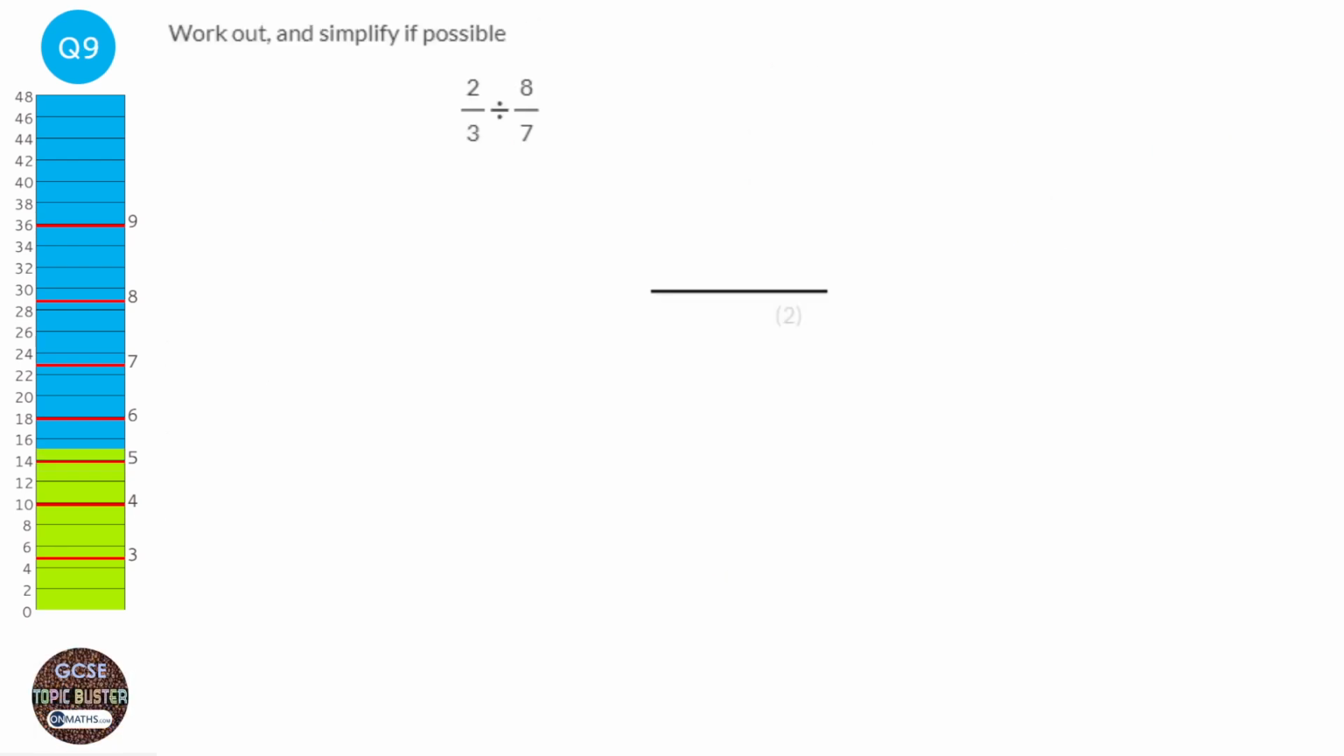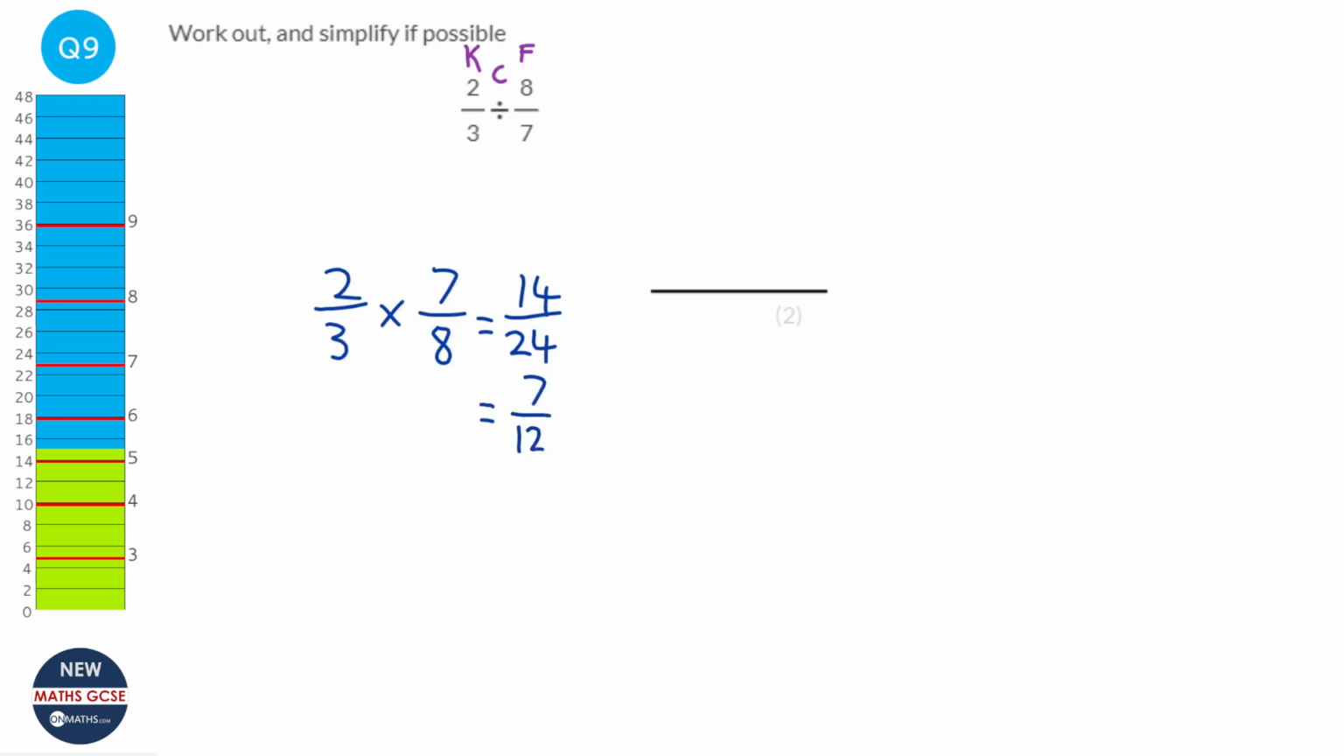The way I remember what to do here is using KFC, and what the K stands for is we're going to keep that fraction exactly the same, so 2/3. We're going to change, that's what the C stands for, that divide to a times, and we're going to flip, that's what the F stands for, the 8/7, so it becomes 7/8. Then all we need to do now is multiply the tops, multiply the bottoms, and simplify if possible, so we can actually divide the top one by 2 here, and it becomes the answer, which is 7/12.